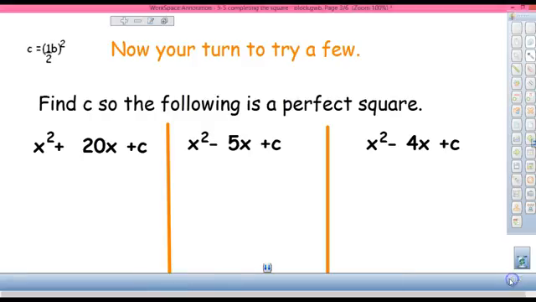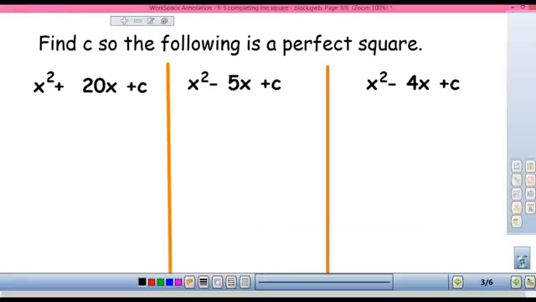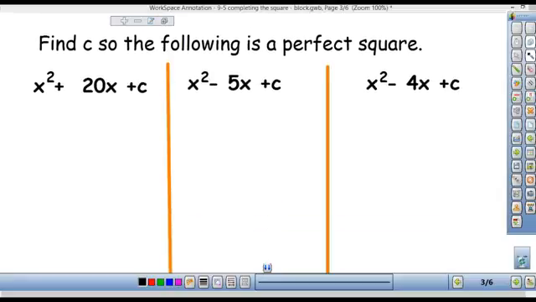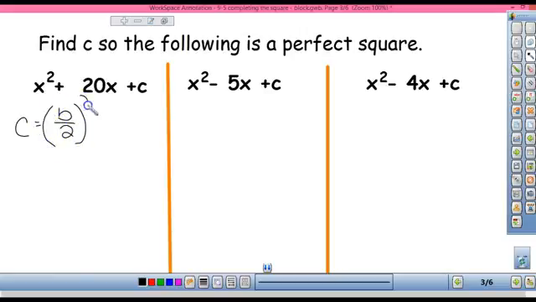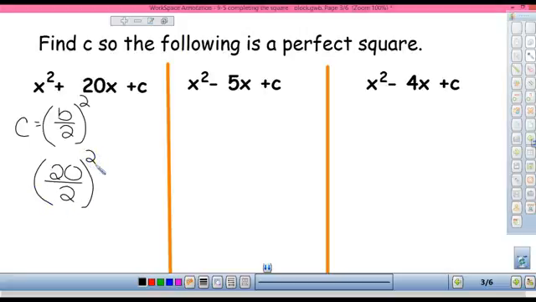All right, let's find what c is going to be here. So remember that c equals b divided by 2 squared. So what is my b? 20. And we have to take 20 divided by 2 and square it. So 20 divided by 2 is 10, and 10 squared is 100, so c equals 100.